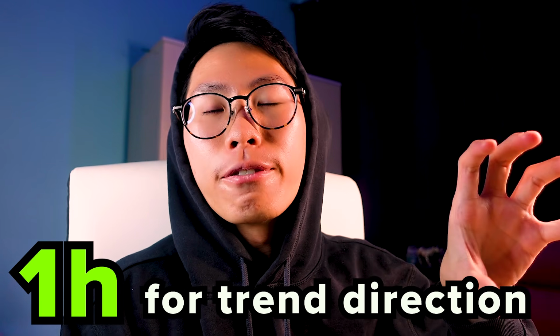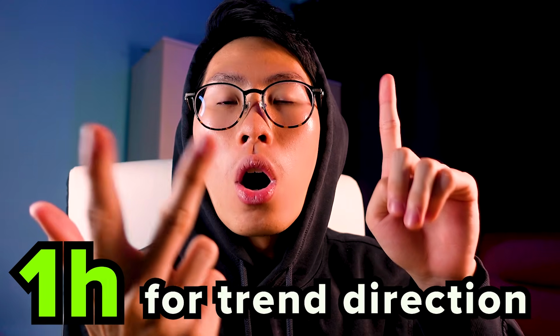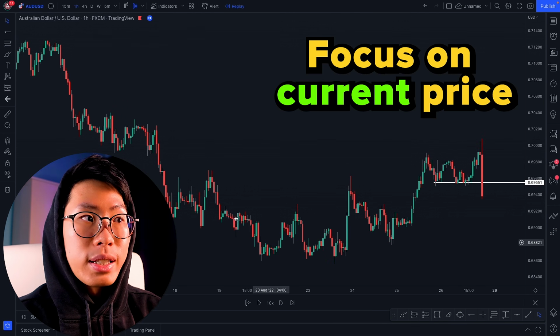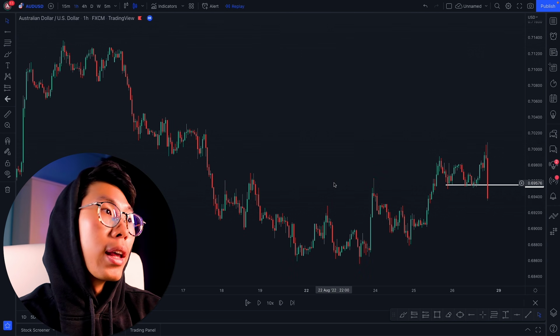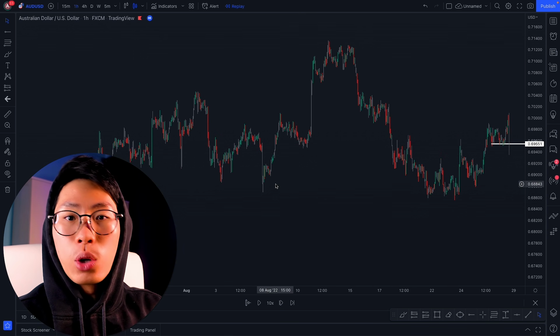So basically, you want to go to the 1 hour time frame to identify your trend direction. Is price in an uptrend, downtrend or consolidation? You also want to look out to see if price has broken structure, if price broke any previous lows or previous highs or any pullbacks. And another secret for you is that you want to focus on what price is doing right now rather than what price is doing all the way back here, because that is irrelevant.